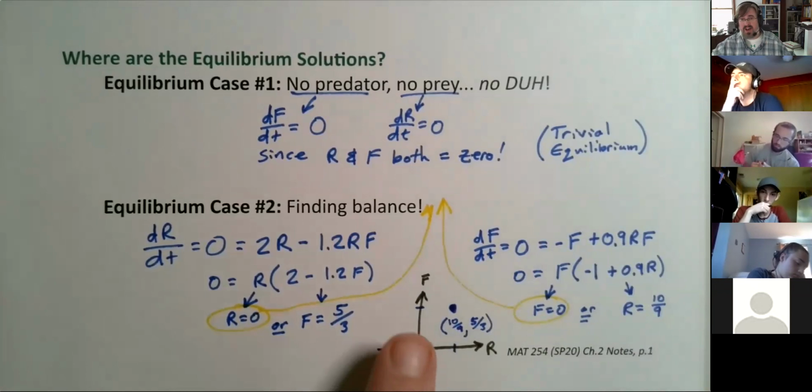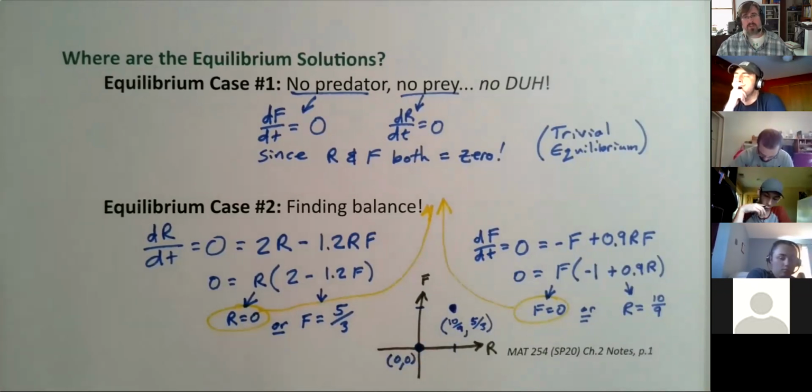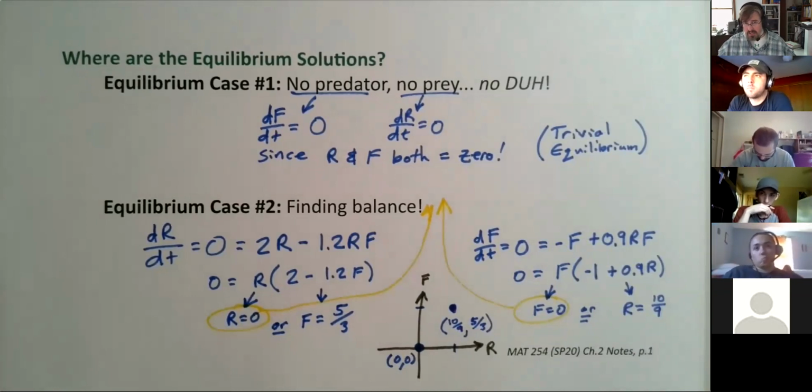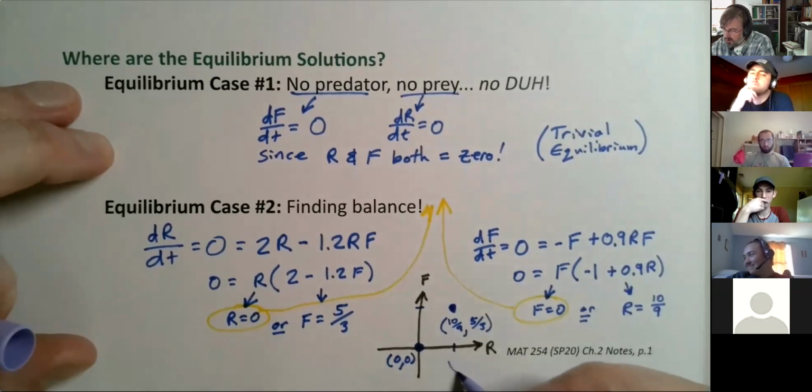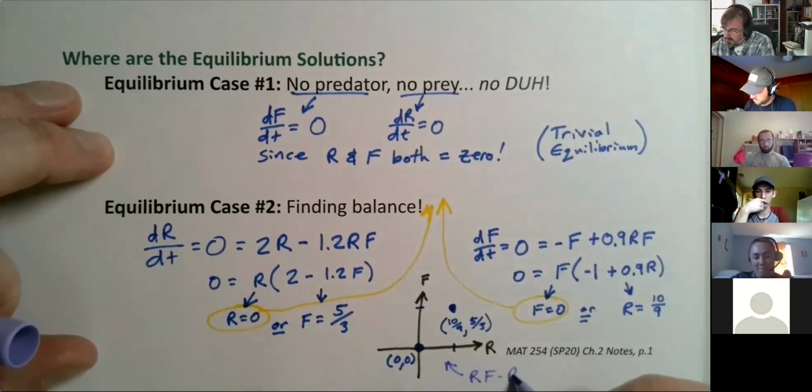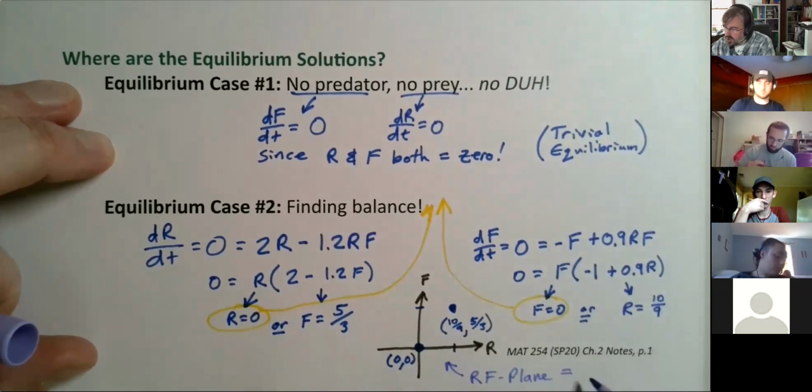Now, these are locations on some sort of an RF plane, with the two variables being the two population values. This plane doesn't represent anything in reality. Movement on this plane doesn't mean anything in time, because neither one of those is a time variable. So this plane represents the relationship between the rabbit and the fox population. This plane is what we're going to refer to as the RF plane. We're going to call it the phase plane.